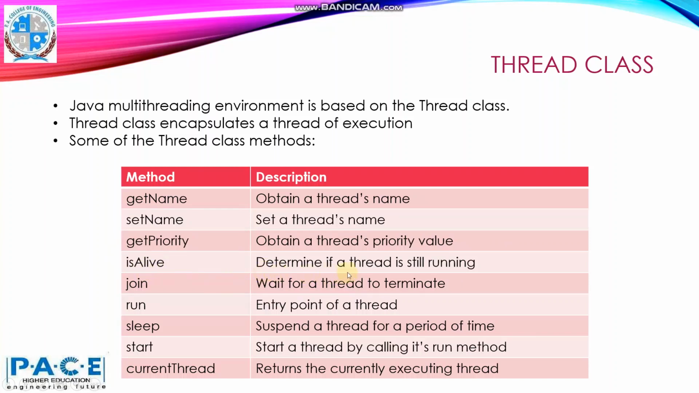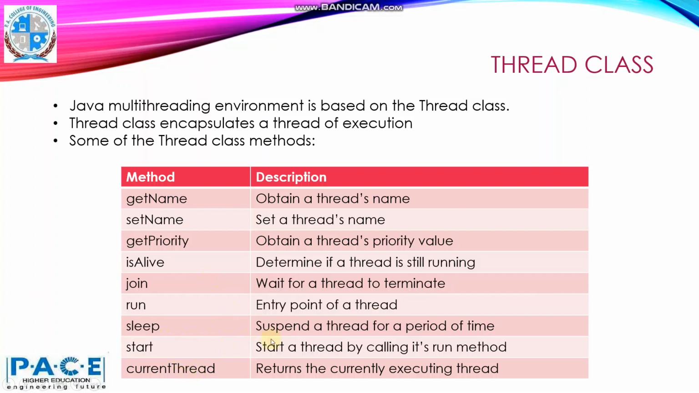If we want to determine whether a thread is still running or not, then for that we can call the isAlive method. It returns true if the thread is still running, otherwise it will return false. The join method is used to wait for a thread to terminate. The Thread class also provides a method run that is very important, and it is the entry point for a thread. So whatever code we want the thread to execute, that code we put in the run method.